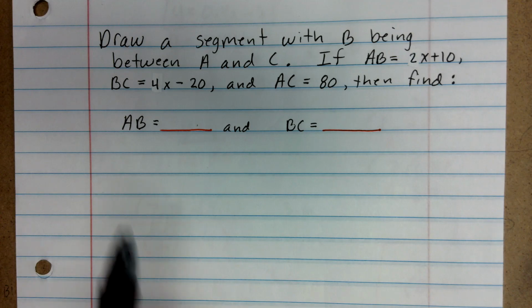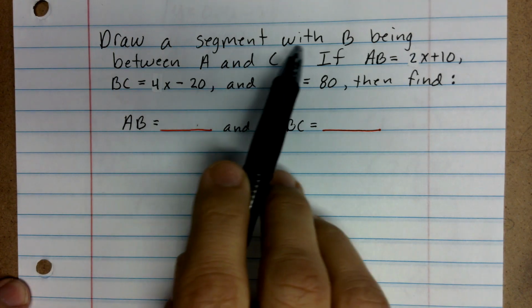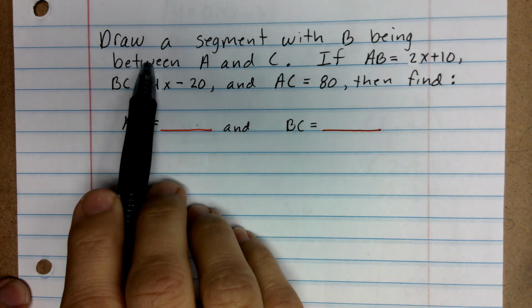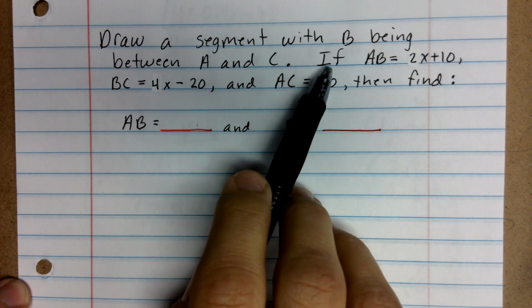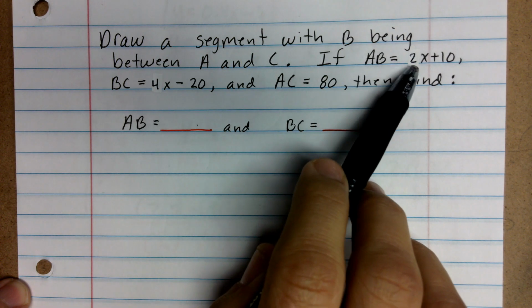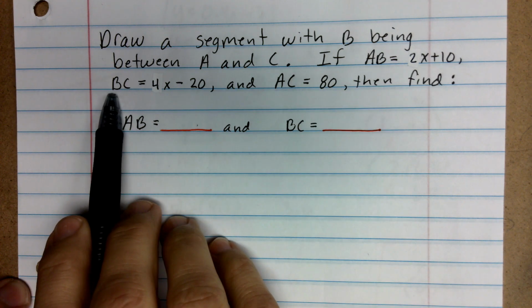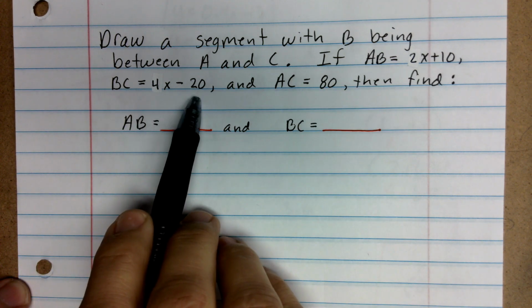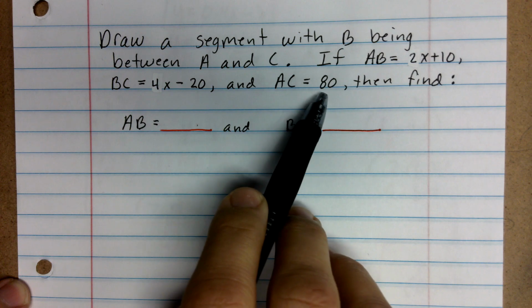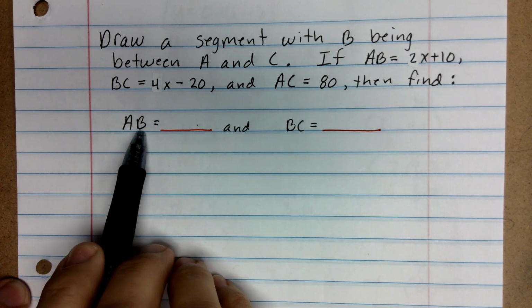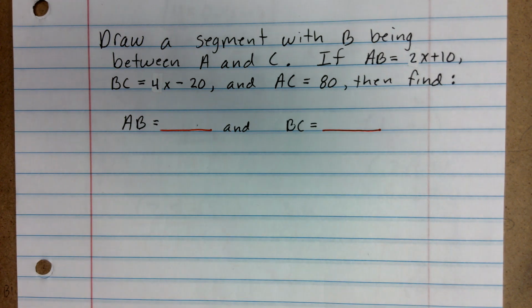All right, in this problem, notice it says draw a segment with B being between A and C. If AB equals 2x plus 10, BC equals 4x minus 20, and AC equals 80, then find AB and BC. So the first thing you need to do to solve this problem is go ahead and create a picture. I think this is very difficult if you don't create a picture.